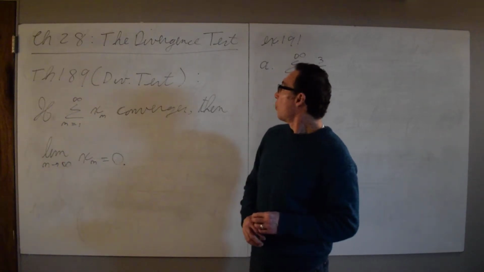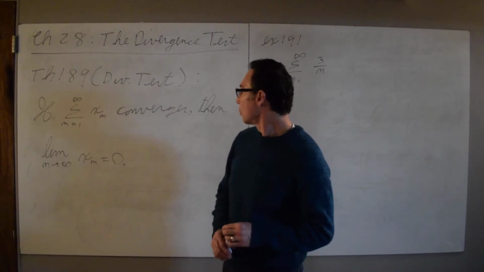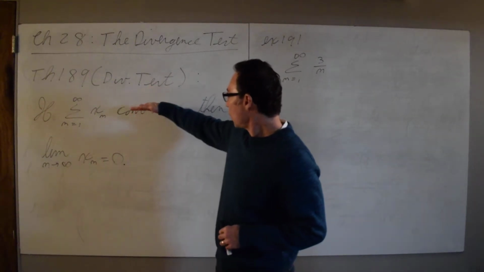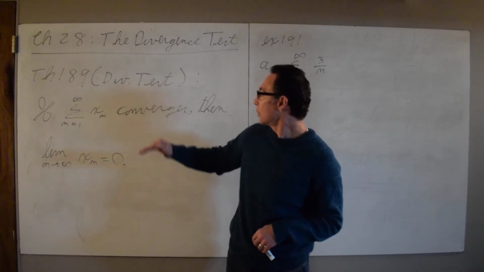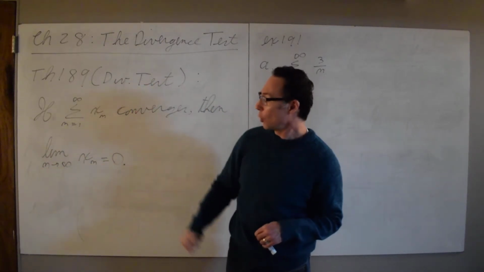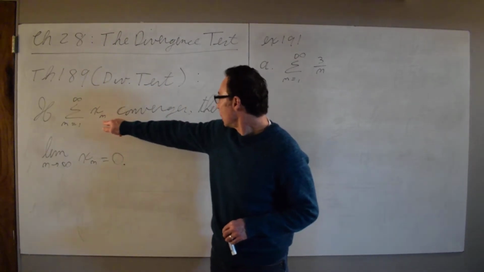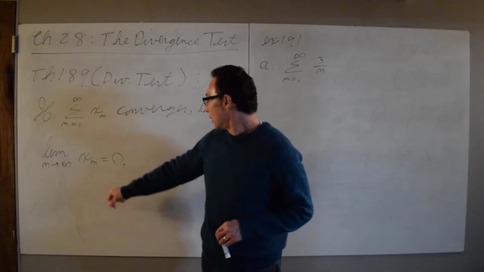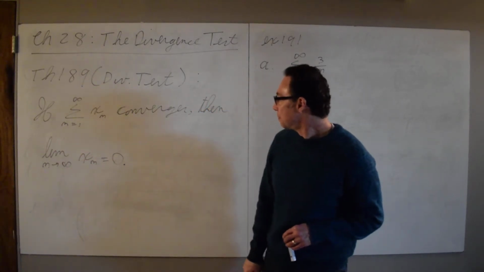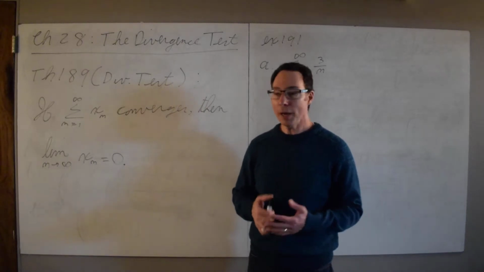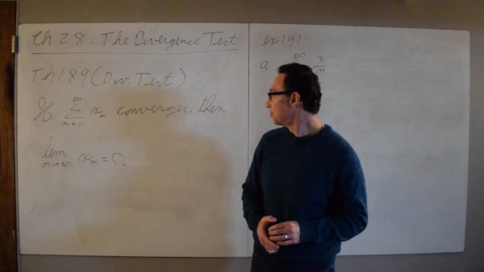This is the Chapter 28 video on the divergence test. As a rule, I don't state the theorems and definitions that are already in your notes. I'm going to make an exception here because I actually want to explain why this is called the divergence test. The statement is, if the series converges, then the limit of the sequence is equal to 0. So the question is, why is something called the divergence test when it doesn't have the word divergence in it?